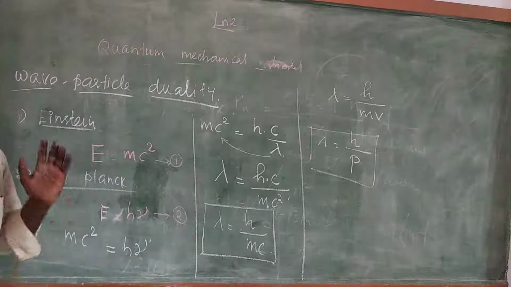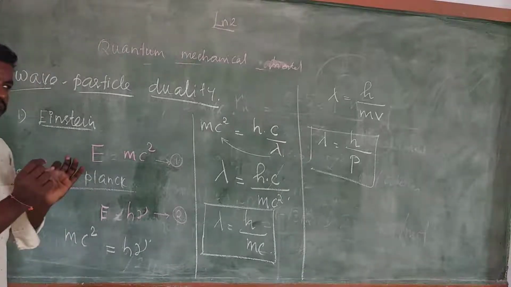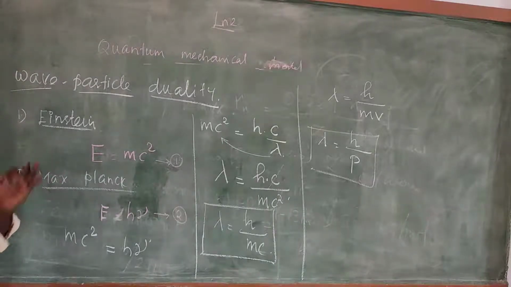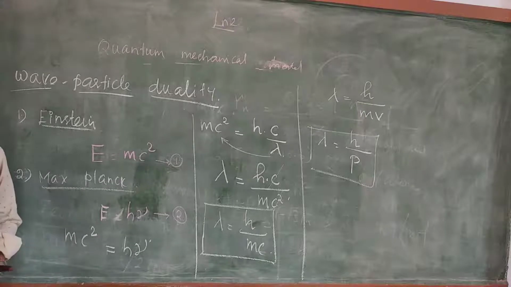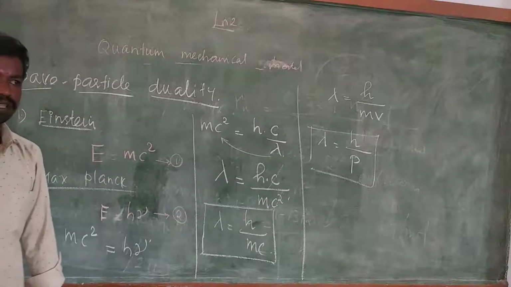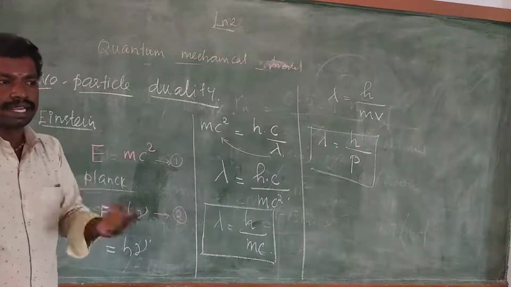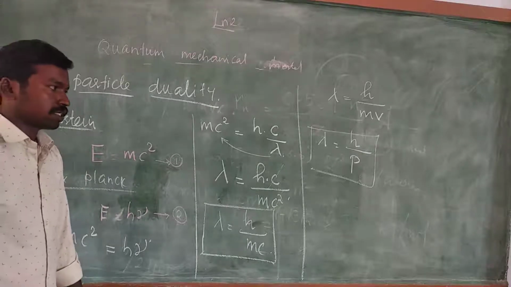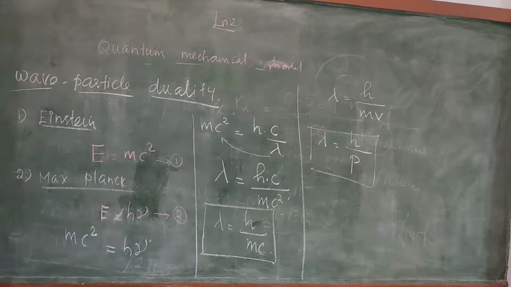This de Broglie relation has a small disadvantage. It is applicable only for microscopic particles. It is not applicable for macroscopic particles. For big particles, this relation will not be helpful in finding the wavelength. Only for microscopic particles like electrons and protons can we use this relation for finding their wavelengths. So that we can see through an example.